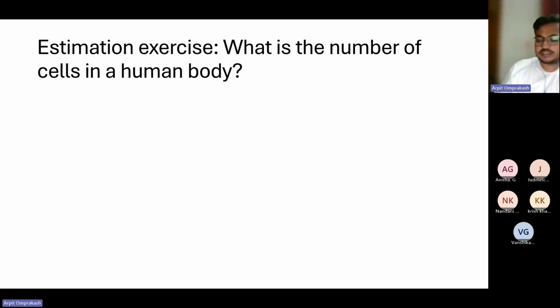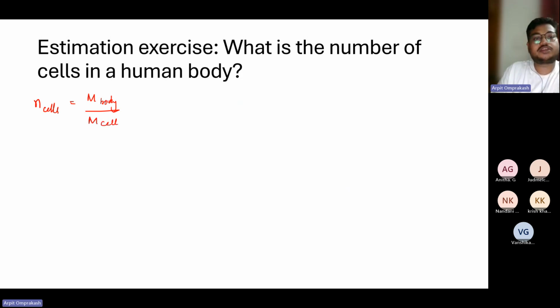In the next lecture, what sir did was an estimation exercise, which we'll again do. So what is the number of cells in a human body? Let's say we are asked to approximate the number of cells in a human body. One way to make this calculation: the number of cells is given as the mass of the body divided by the mass of an individual cell.